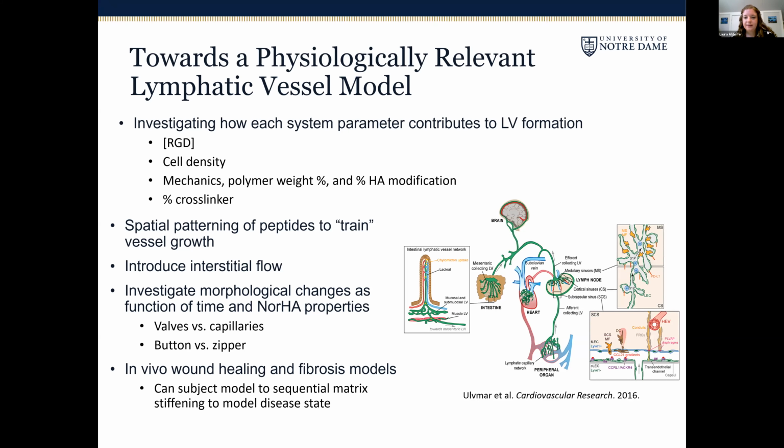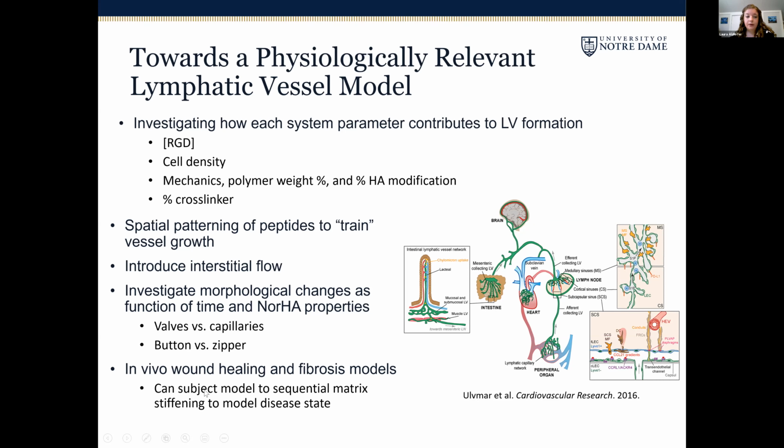And then additionally, we can see from this schematic in one beautiful paper that the different subsets of lymphatics have different structures. And so we can't just make one lymphatic vessel. We need to alter: are they valves or capillaries? Are they buttons or zippers in regards to the junction? And that will be important if we want to study, say, fat absorption across the lacteals in the intestine, or if we want to study the lymphatics of the heart, or the draining meningeal lymphatics of the brain.